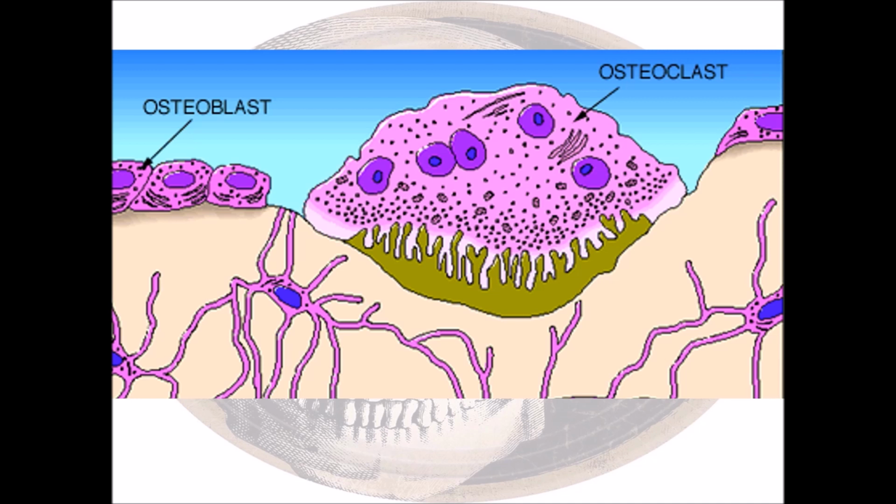Osteoclast. A C, clastic activity, is breaking down. B, build. C, I don't know a good euphemism for breaking something down. I guess recycling. That's a stretch. All right, so osteoclasts are bone recyclers.